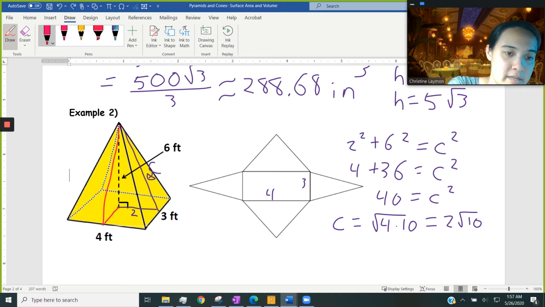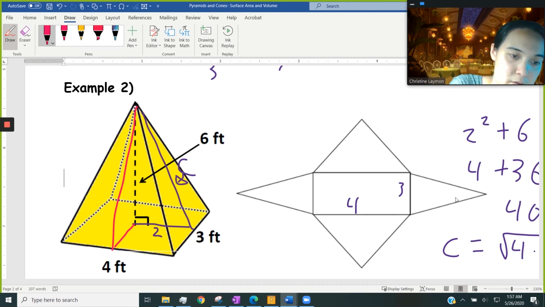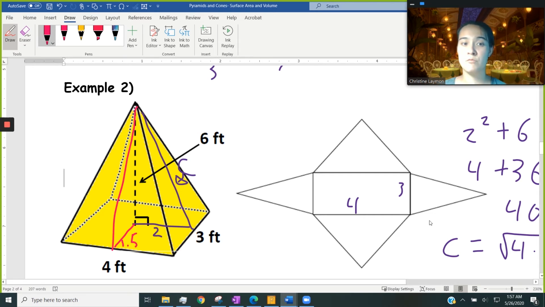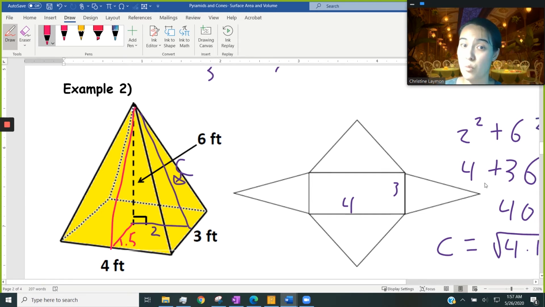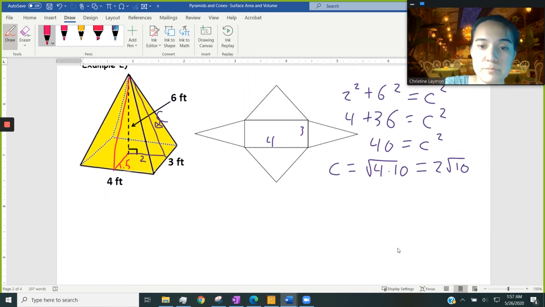Connecting this all the way down like that. Now this dimension, let me zoom in real close. This one here is 1.5. Okay? So we can do basically the same thing, just using 1.5 instead of 2. So let me kind of zoom down here. And let's go ahead and call this one D.